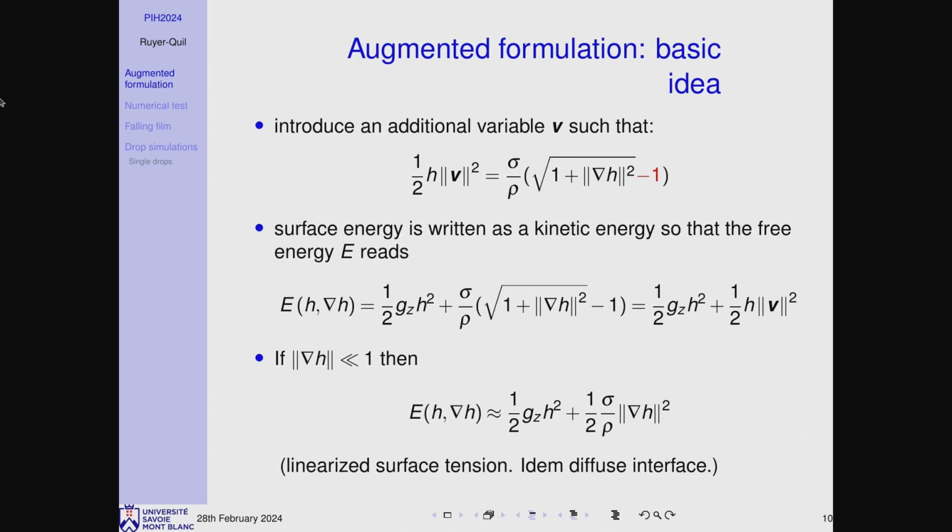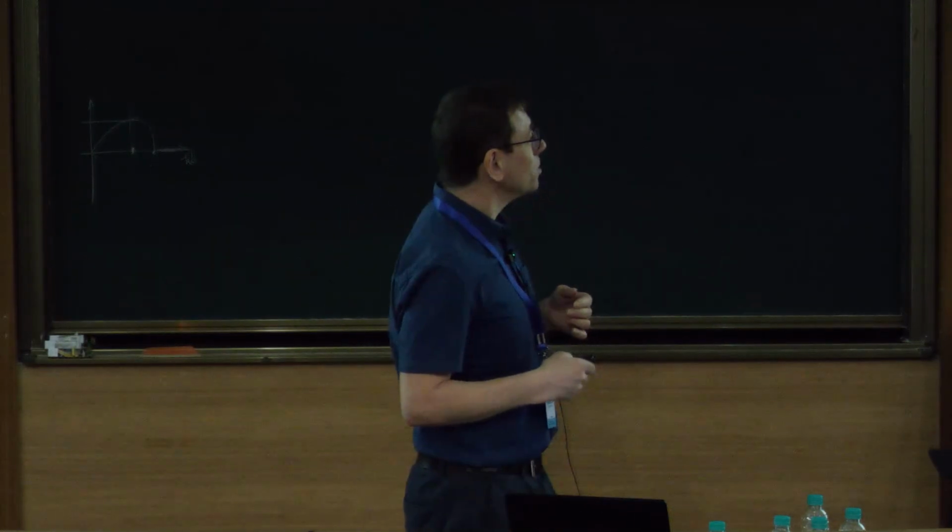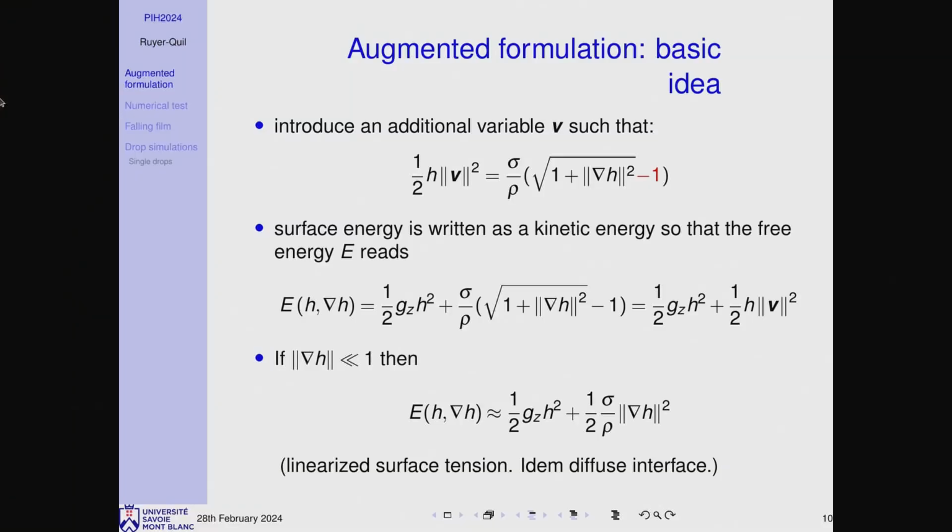Now, what is the basic idea we want to introduce for the augmented formulations? The basic idea is to say, let us introduce an additional variable, V. This additional variable V will have the dimension of a velocity. And we will introduce this velocity such that the kinetic energy of this velocity is equal to the surface energy. So if you do that, the energy of the system becomes simply the gravitational potential here, plus this kinetic energy, which is a fictitious kinetic energy.